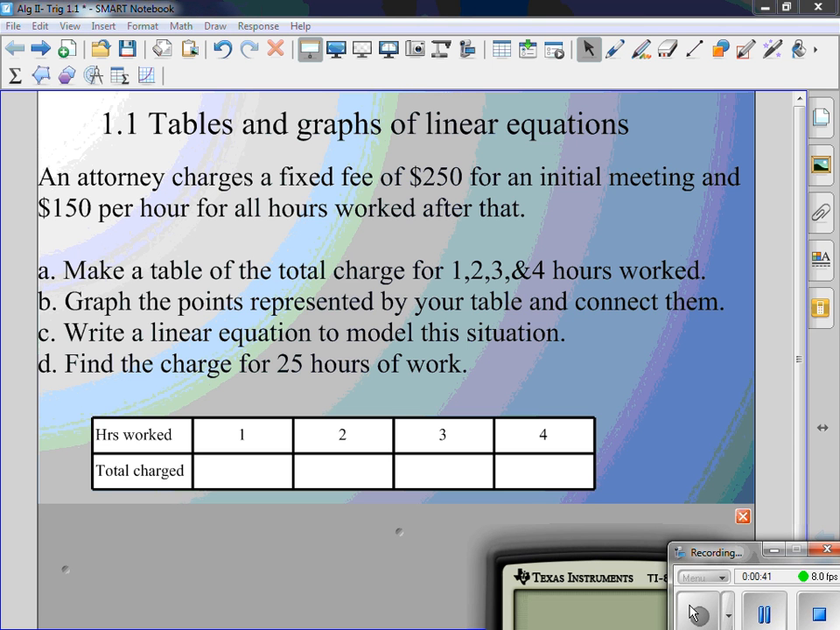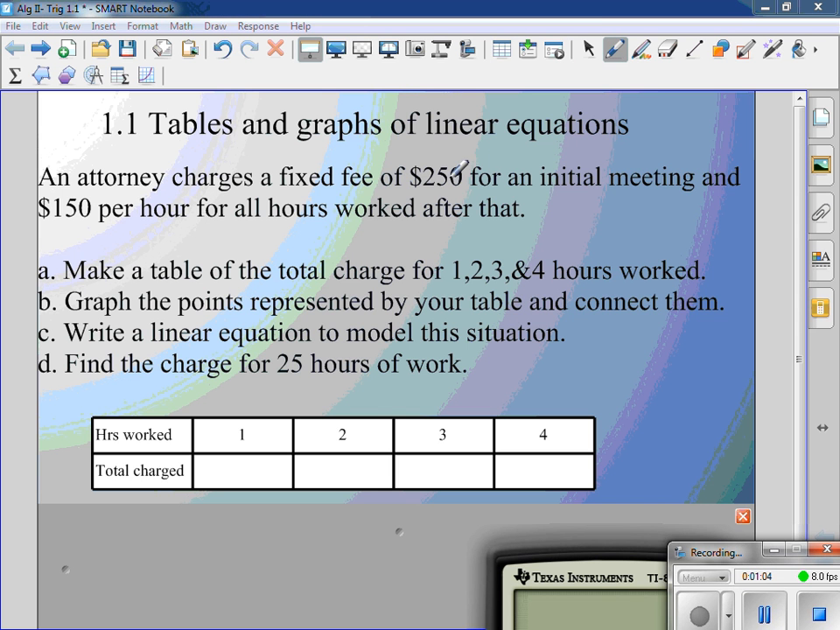So across the top, we put hours worked, hours 1, 2, 3, and 4. Across the bottom is going to be the total charge. We need to figure out how much the lawyer is going to charge for 1 hour of work. How much for 2? How much for 3? And how much for 4? I want you to figure out all 4.